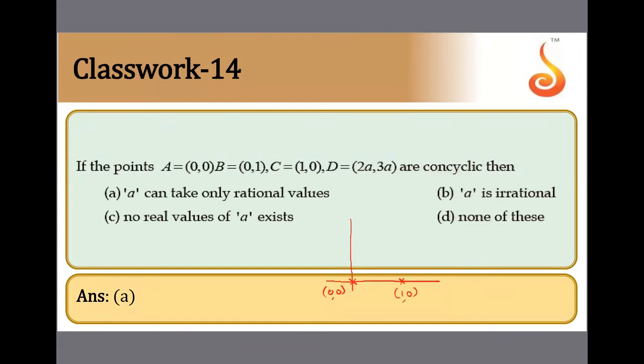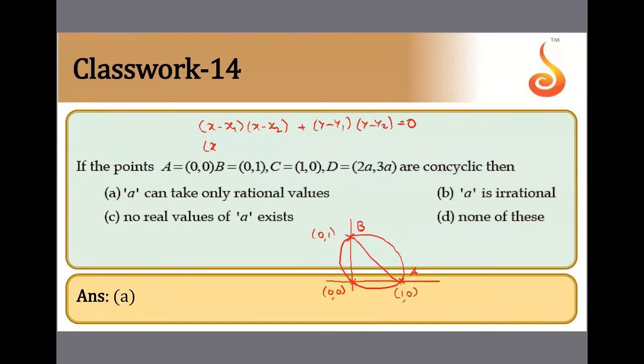This is 1 comma 0. This is 0 comma 1. So the circle is passing through these, so obviously this will be the diameter. This is A, this is B. When two extremities are known, what is the equation? (x minus x1) into (x minus x2) plus (y minus y1) into (y minus y2) is equal to 0, where A and B are extremities.